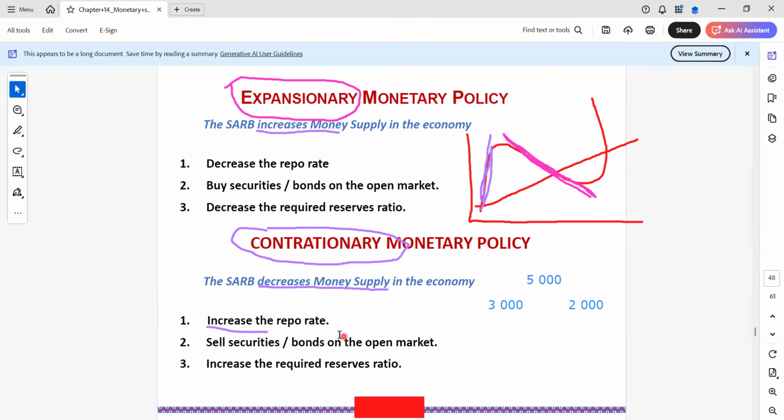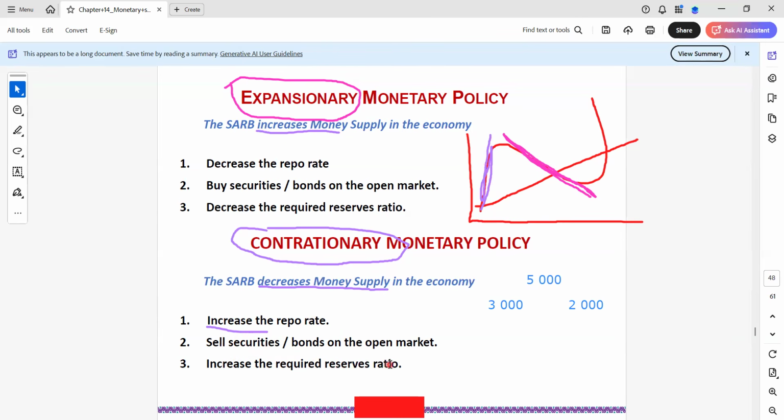So now the money that the commercial banks have has been reduced because they bought these securities. Then it means there's going to be a decrease in the money circulation, and less money to make available for loans and for credit.